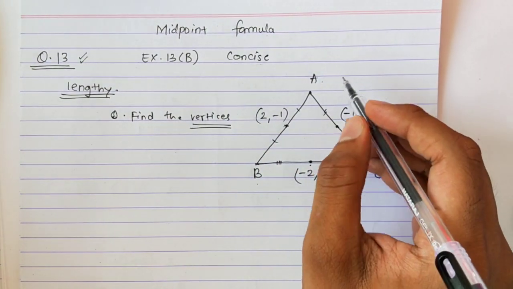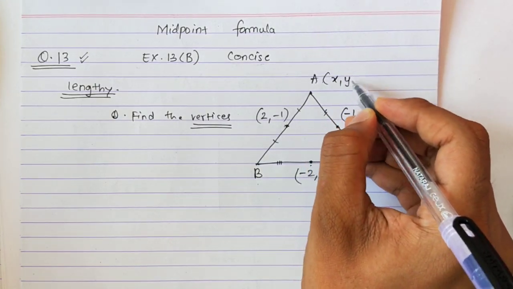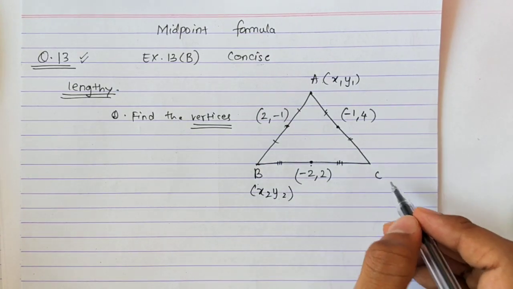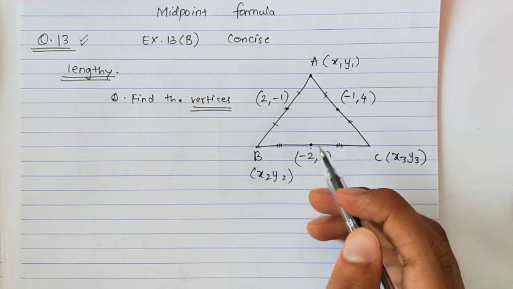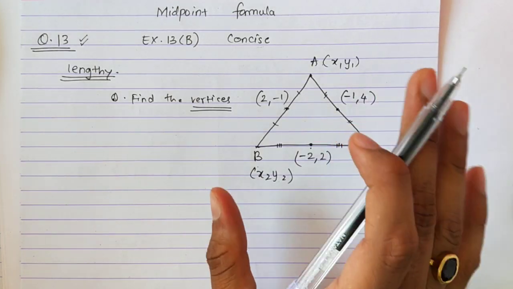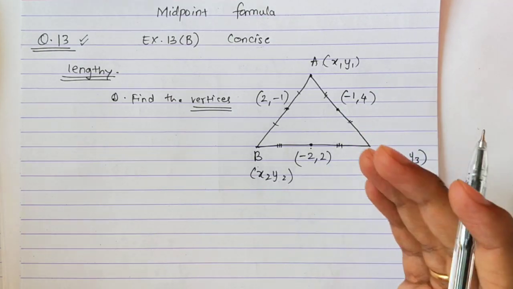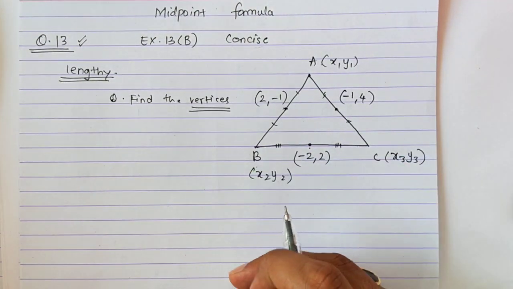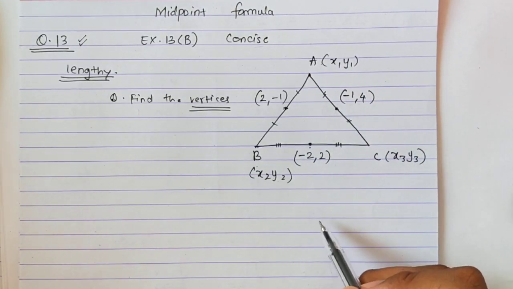So I do not know the vertex A, so I'll name it as (x1, y1). Let's name B as (x2, y2), and C is also not known, so let's name it as (x3, y3). Now this is the only way through which we can solve this sum. There is no other way, so remember this is a typical sum. A typical sum means a sum which can be solved only using a single method. So we have to solve using this method, which I am going to teach you now. Here we took A as (x1, y1), B as (x2, y2) and C as (x3, y3).